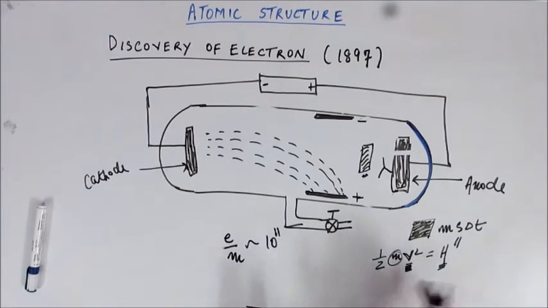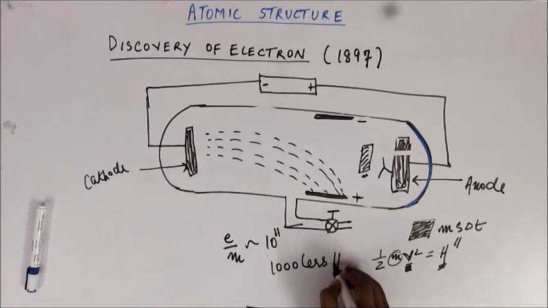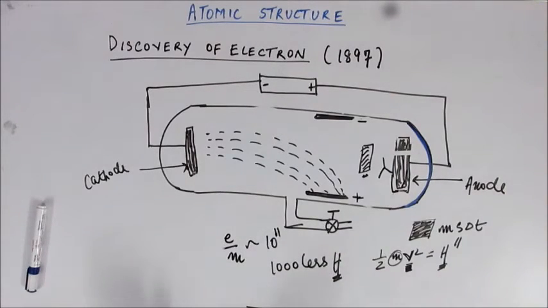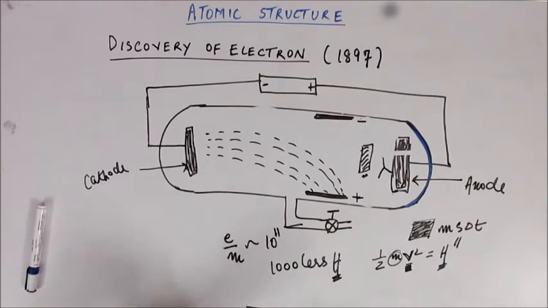So indirectly, he found out the mass, and he found the mass to be 1,000 times less than that of a hydrogen atom. And he was very close in his estimation of the mass of the electron. So he did that, but this was an indirect source and an indirect calculation. He could not find the mass directly.